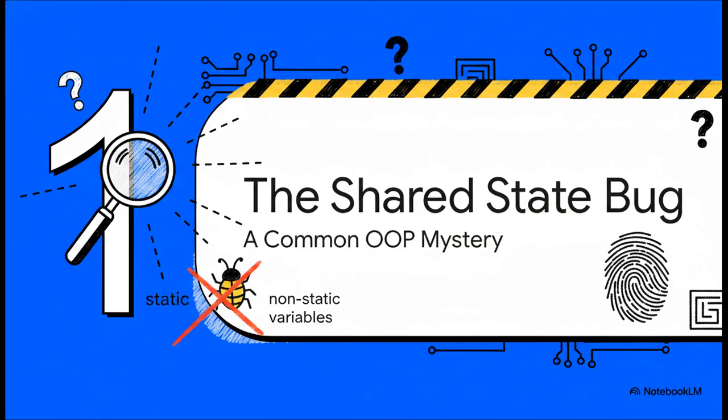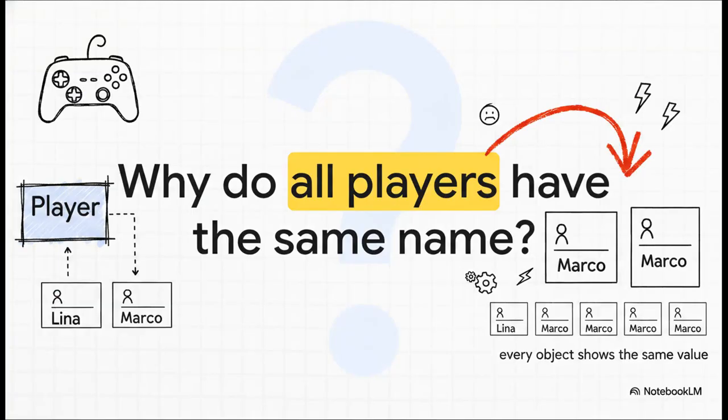Section 1, the shared state bug. Imagine this scenario for a second. You're designing a brand new game, right? You write a class called Player, and you create your very first object, a player named Lena. Everything's perfect. Then a second person joins, so you create a new player object and give it the name Marco. But suddenly, you look at your screen and the first player's name has just magically changed to Marco 2. Actually, worse than that, every single player you create from now on overwrites the names of all the previous players. It is incredibly frustrating, and the game is literally completely broken because every object mysteriously shows the exact same value.